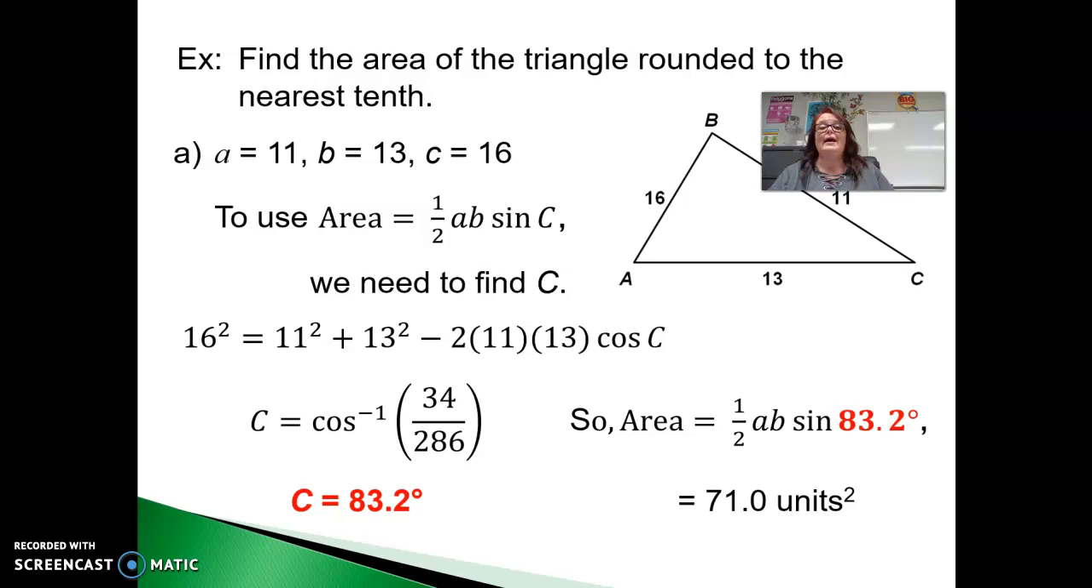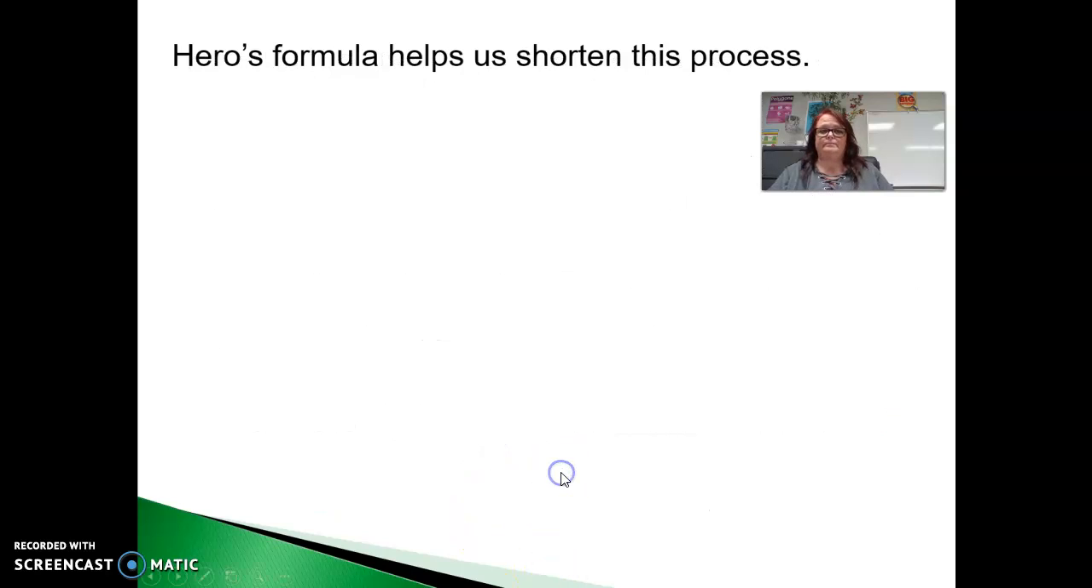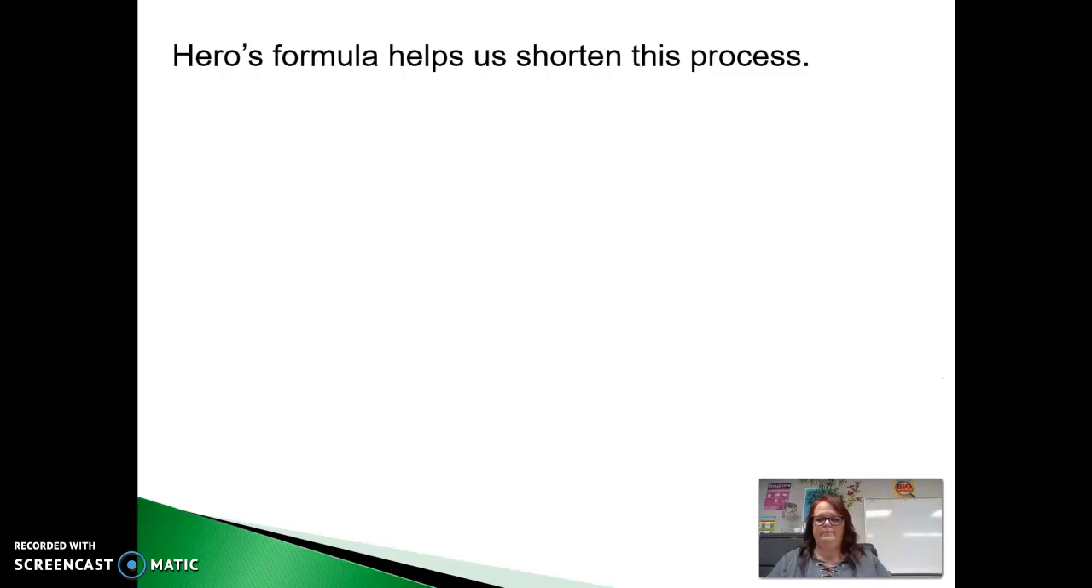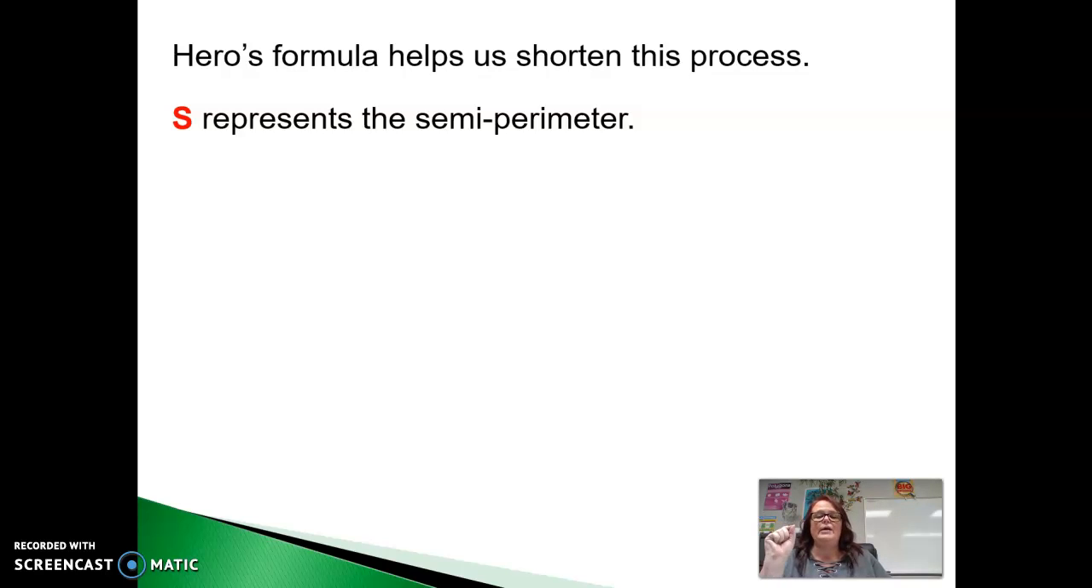So what I want is a faster formula than that. This formula is called Hero's formula, and it's going to shorten up the process for us. In Hero's formula, capital S is representing the semi-perimeter. Anytime you see semi or hemi, it means half of something. A semicircle is half of a circle, a hemisphere is half of a sphere. So in this case, semi-perimeter is half of the perimeter.